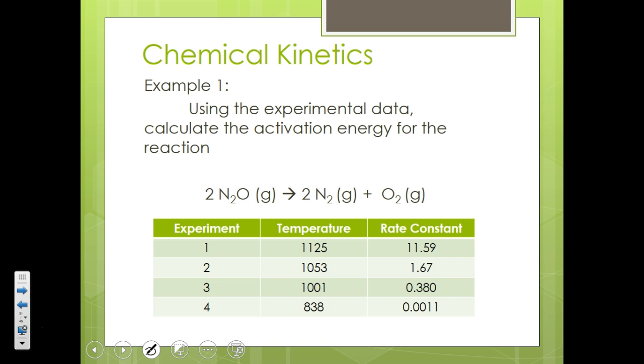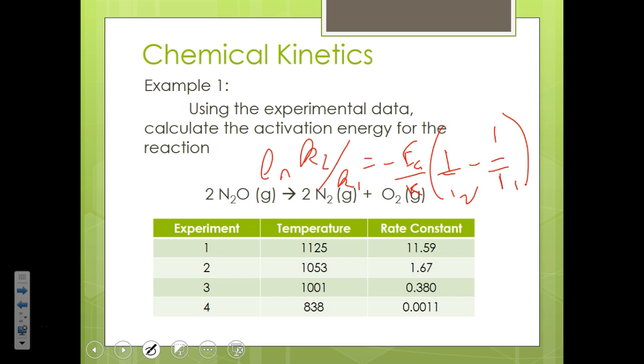And so I have a couple of examples here, and it says, using this experimental data, calculate the activation energy. In this case, you would pick any two of the experiments that you would want, and you would plug them into the equation that we were just using: ln of k2 over k1 equals negative Ea over R times (1 over T2 minus 1 over T1). And you would plug that in, and I don't necessarily want to diminish the math that goes into it, but then it becomes a plug and chug sort of equation.